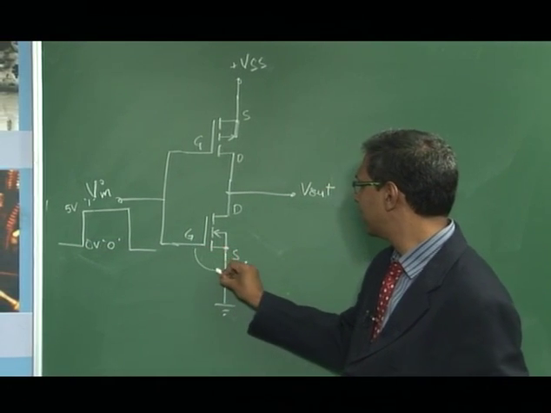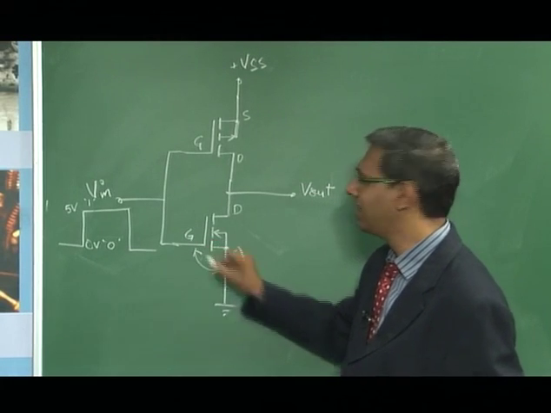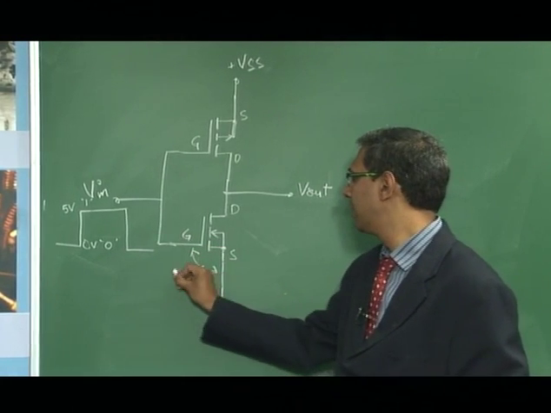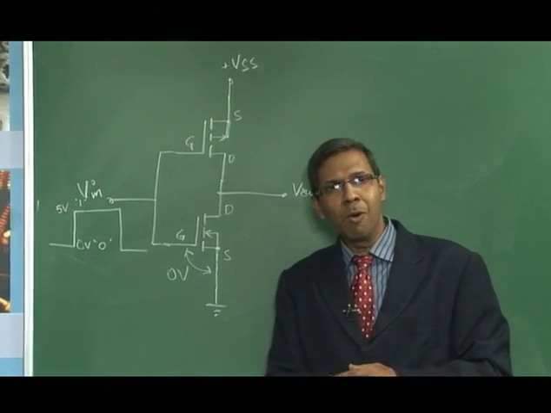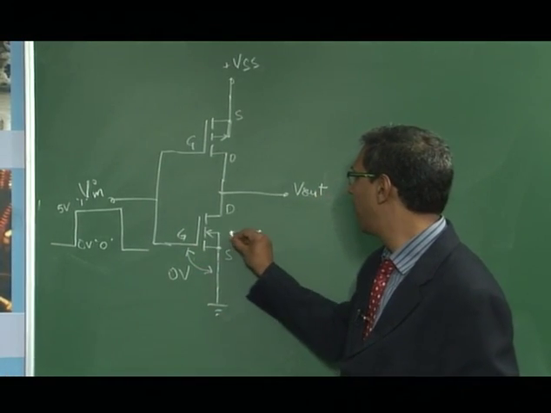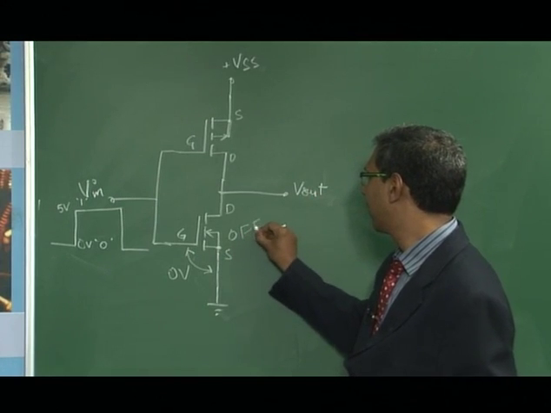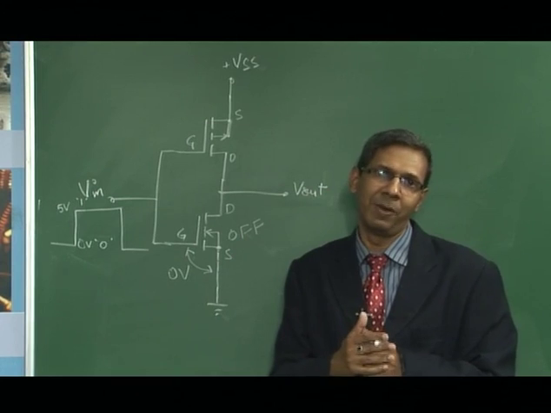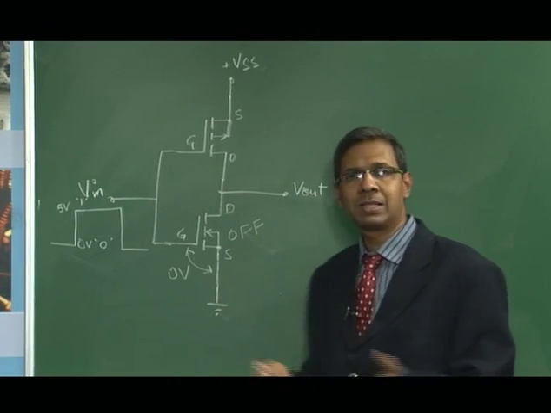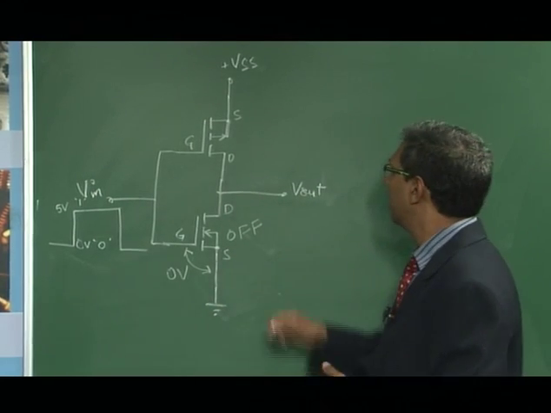That 0 volts is connected to the gate of both the devices. So VGS here becomes 0 volts. So if VGS is 0 for an NMOS, then this device is going to be off, right? Because for an NMOS device, we need to have VGS larger than VT. Typically for a 5 volt device, VT could be around 2 volts.